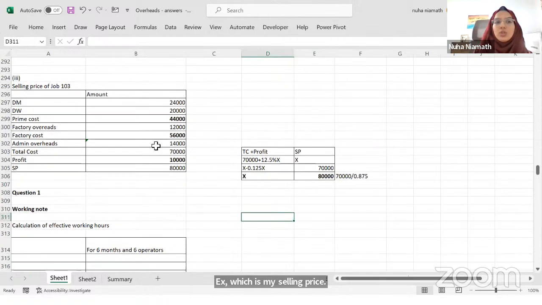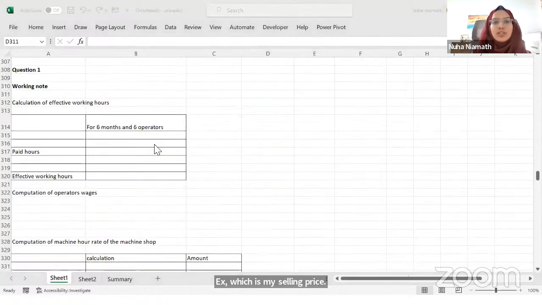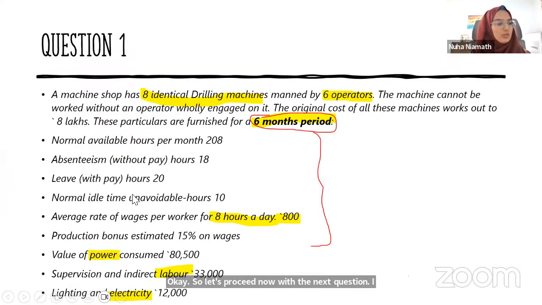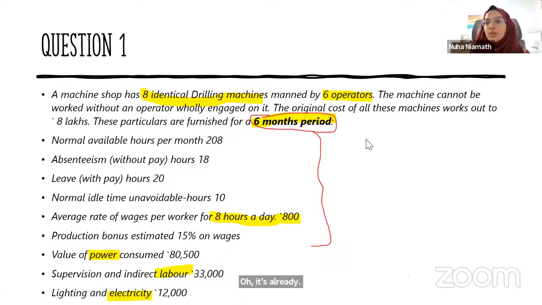Okay. So let's proceed now with the next question. I hope this is clear. Let's proceed with the next question. Oh, it's already quite a lot of time. We still have more questions to do. Okay, 1 second, sorry. Okay, can everybody see my screen?